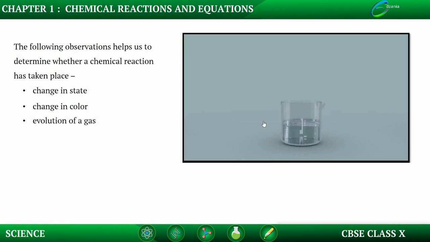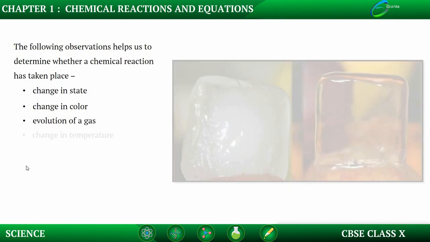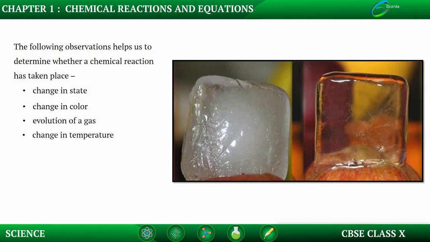For example, when Eno is added to cold water, there is evolution of gas. Therefore, we can say a chemical reaction has taken place. Change in temperature. For example, when an ice cube is kept at room temperature, there is a change in temperature and the ice cube melts, changing its state. Thereby, we can say a chemical reaction has taken place.